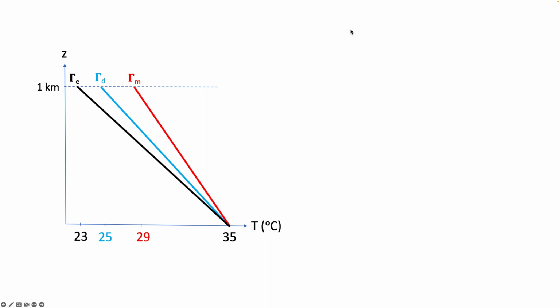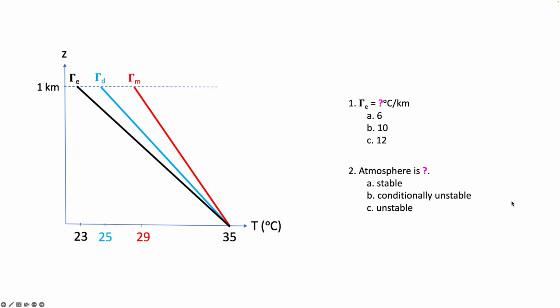Now I'm going to just give you some questions, and I want you to do these offline on your own. So you can basically just stop the video and then answer the following two questions. What is the environmental lapse rate? And I'm giving you some multiple choices here. So it's either going to be 6, 10, or 12 degrees Celsius per kilometer. And then given the environmental lapse rate, is the atmosphere stable, conditionally unstable, or unstable?